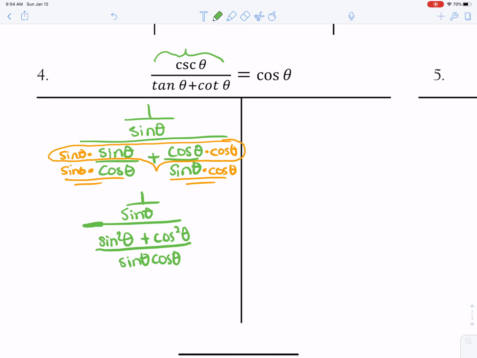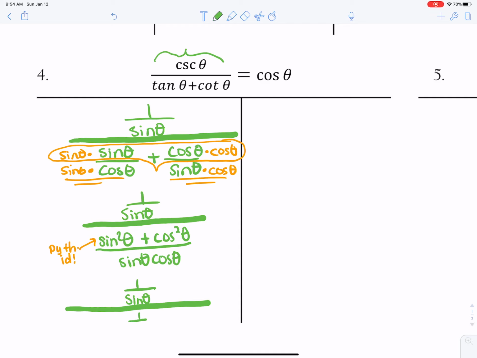All right, and I'm going to make the middle fraction line a little darker, and that's representing this line up here. Okay, let's see, what can we do now? Oh, I see an identity. This right here is the Pythagorean identity. And that just means that on top is 1. So this is 1 over sine theta all over 1 over sine theta cosine theta.